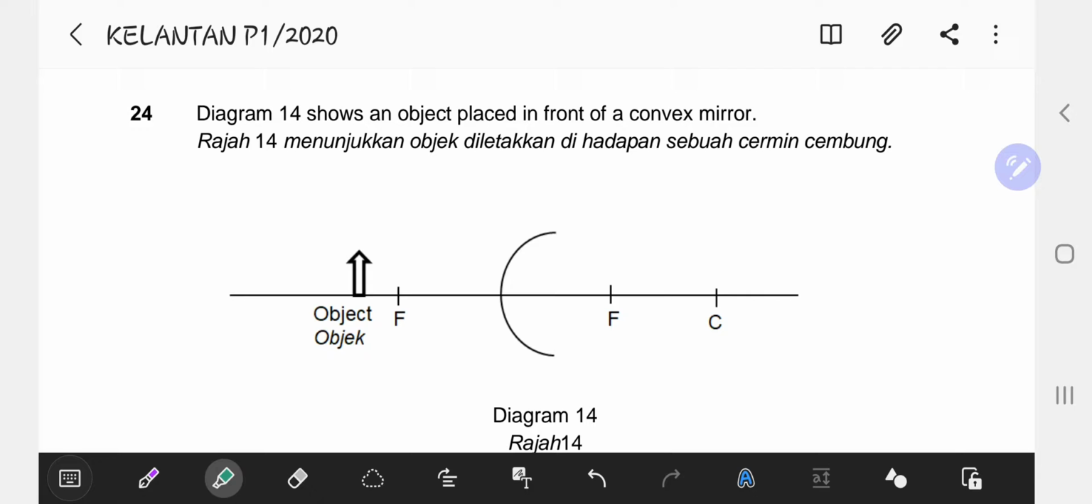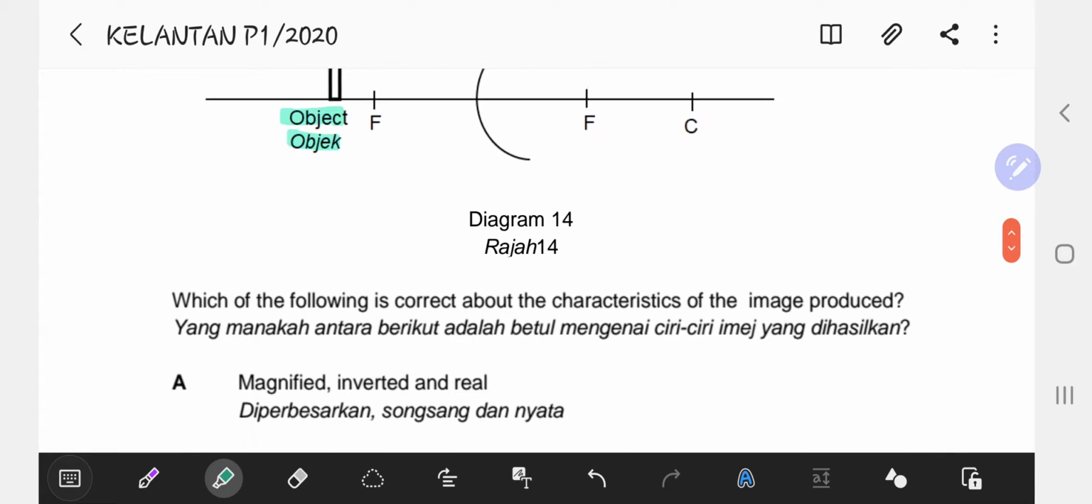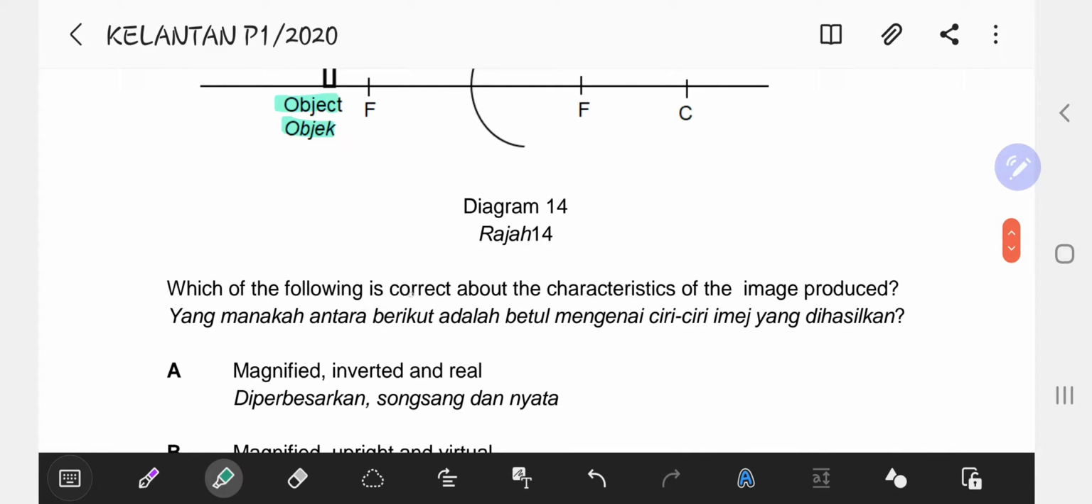So we look at Kelantan Paper 1 2020, question number 24. The diagram shows an object placed in front of a convex mirror. So this is the object, and the object is placed in front of the convex mirror. Look at the question: which of the following is correct about the characteristic of the image produced?